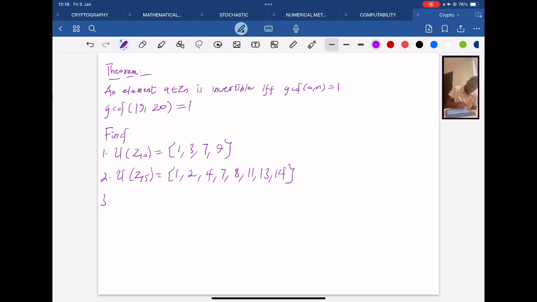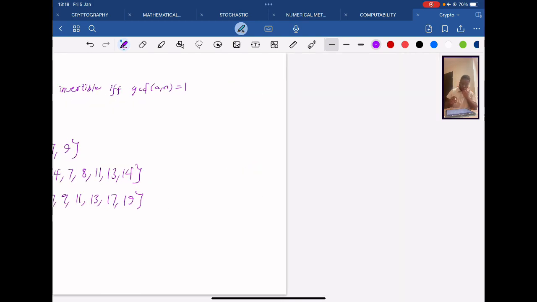Now let's move on to the next one, which is U of Z20. And that's what we've done already. So 1, 3, 7, and so on. So these are the invertible elements of Z20. Okay, now let's move on.